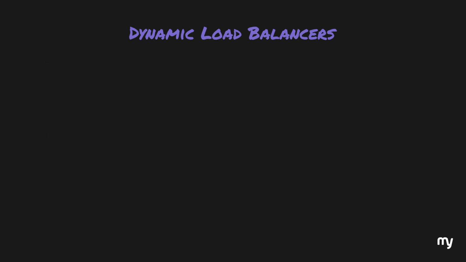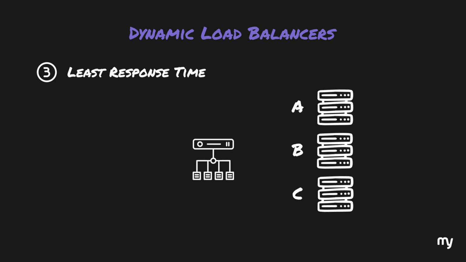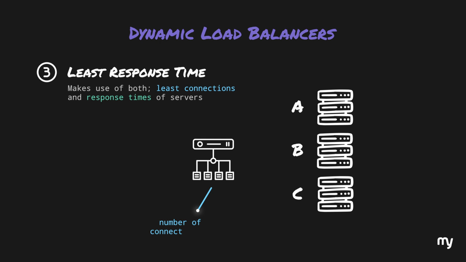Next approach is the least response time. This approach takes into consideration both the least connections and the response times of servers. The algorithm is simple. The load balancer keeps track of two things: 1. The number of connections each server has, and 2. The average response time of each server.